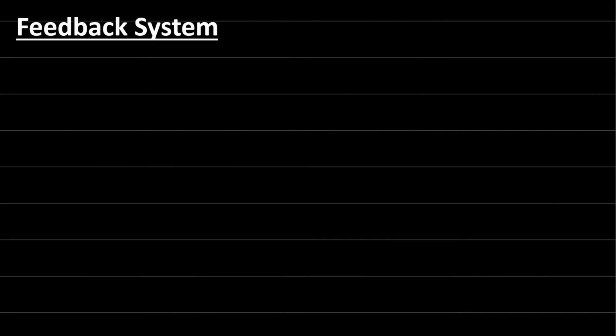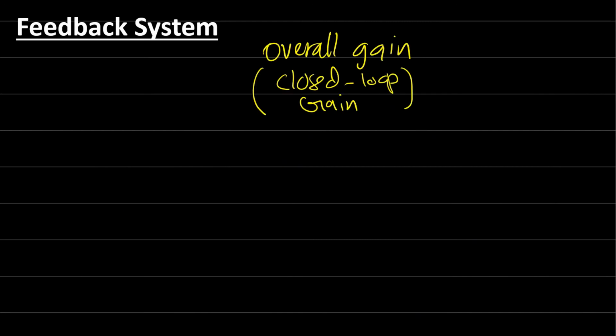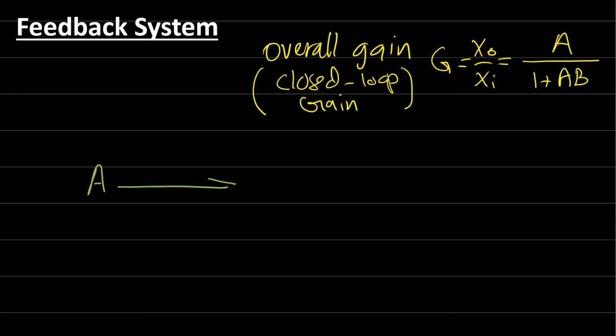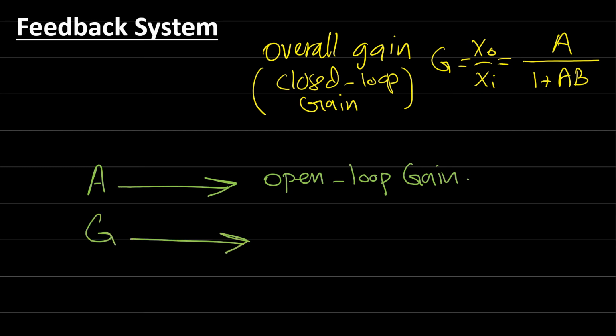So the overall gain, which is the closed loop gain, G, is equal to x out over x input, which is A over 1 plus A times B. And A in this case is known as the open loop gain because we have no feedback. If we remove all the feedback, the open loop gain is A. And G, which is x out over x input, is the closed loop gain.